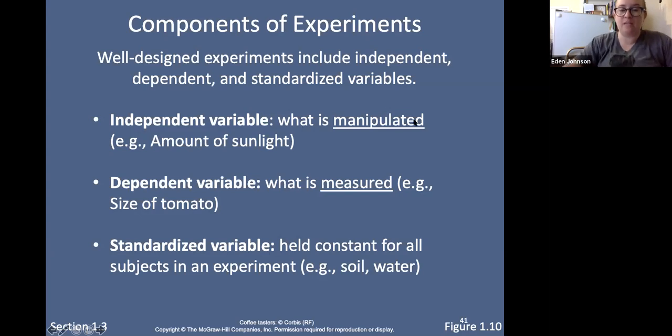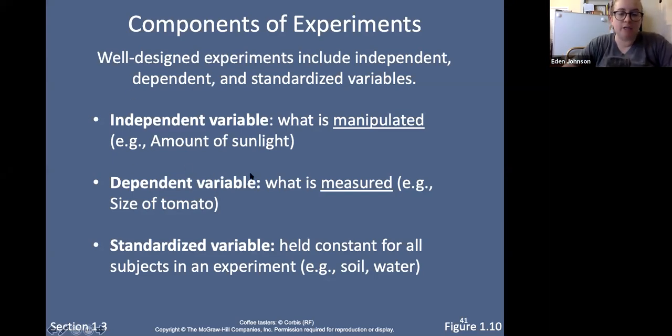Your independent variable is what is manipulated. So if one group is receiving a ton of sunlight and one group is receiving less sunlight, you are manipulating the amount of sunlight. If one group was receiving more water, one group was receiving less water, you're manipulating the amount of water. If one was put in a 4-gallon pot and one was put in a 4-inch pot, you're manipulating the amount of soil, okay, or the size of the container.